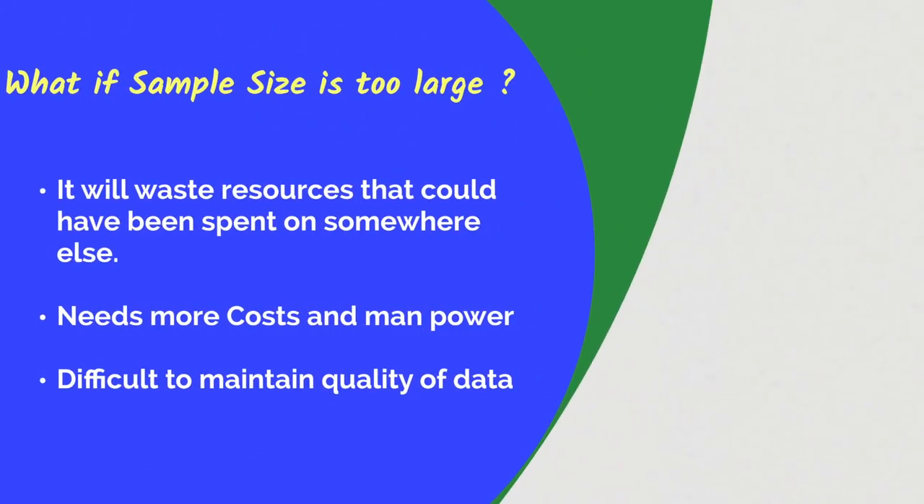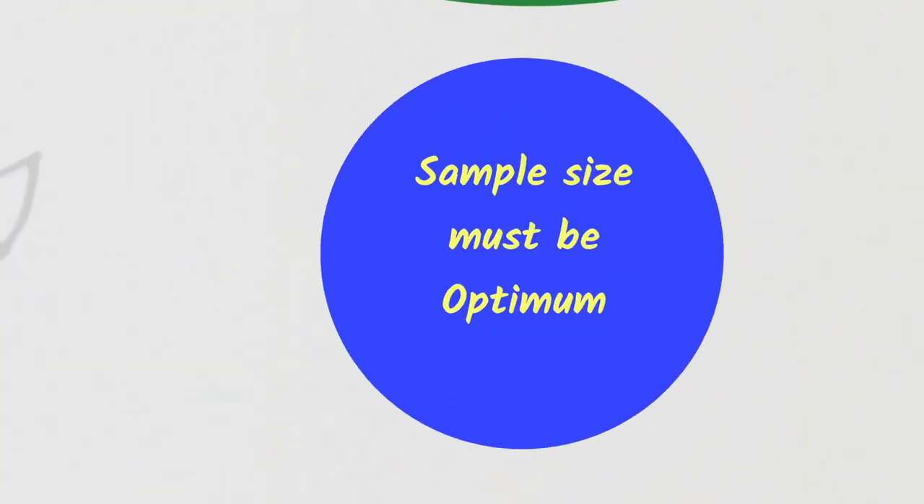On the other hand, if sample size is too large, then a study requires more cost and more human manpower, as a result of which there will be a waste of more resources that could have been spent somewhere else, and it will be difficult to maintain quality of data. So, sample size must not be too large and it must not be too small, it must be optimum. Sample size must be calculated at the time of proposal development so that an optimum sample is collected.